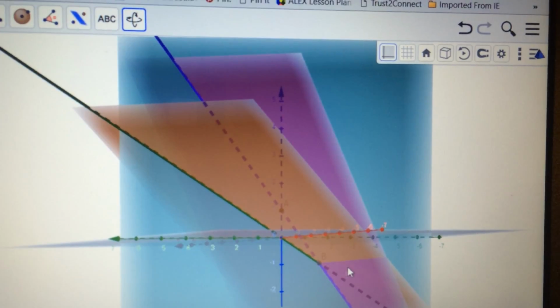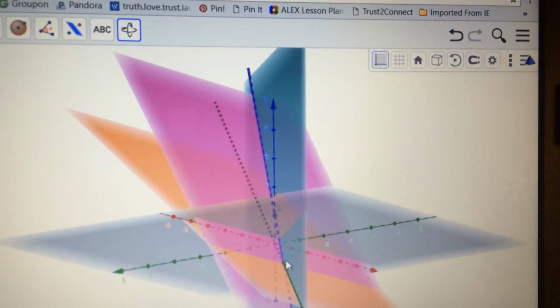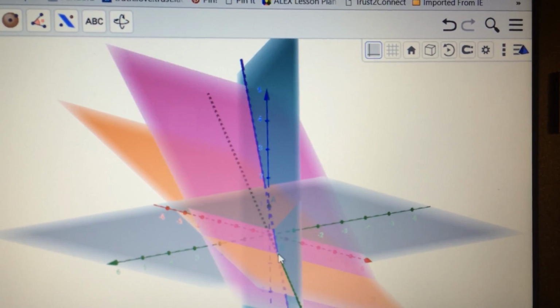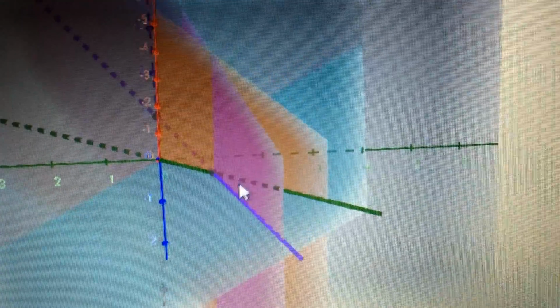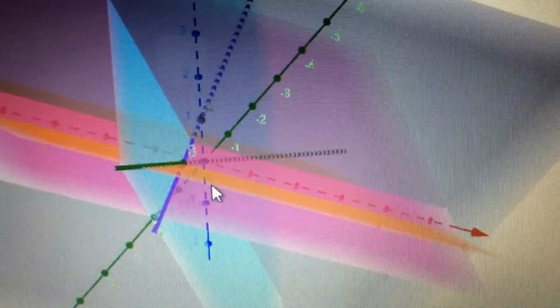If we look at that point and spin it around a little bit closer and zoom in, that point right there, let me get this focused real quick, is the point B. I'm trying to get it so you guys can see that label, point B.